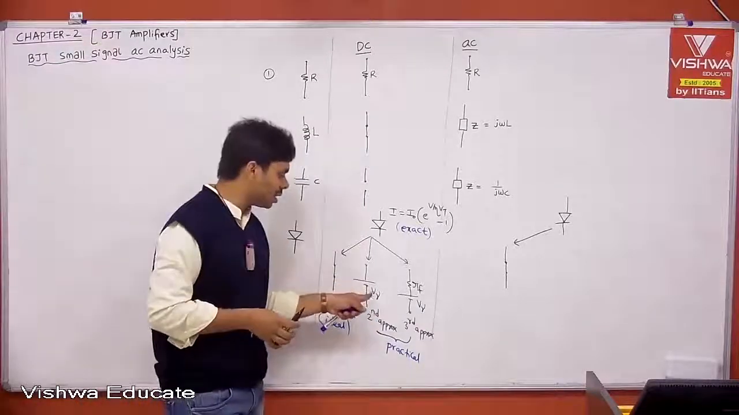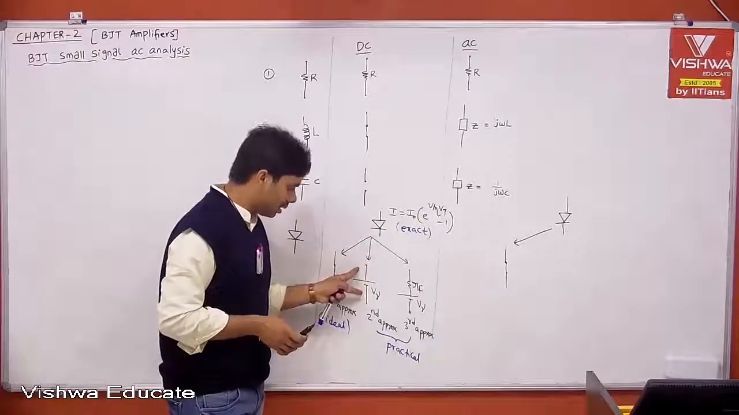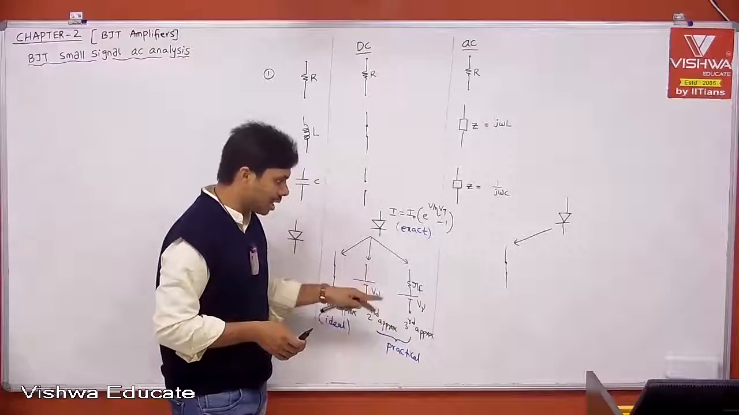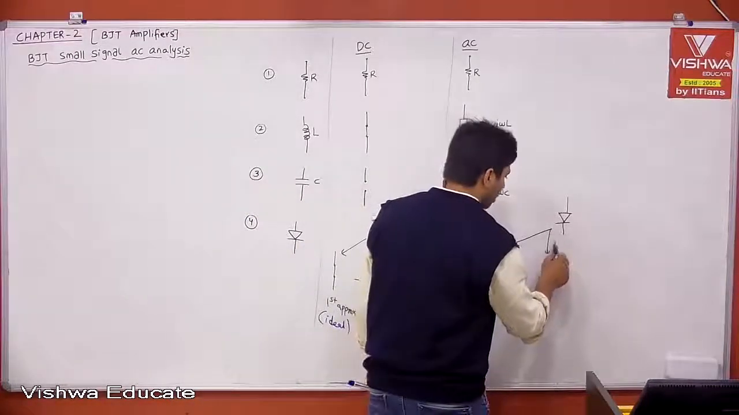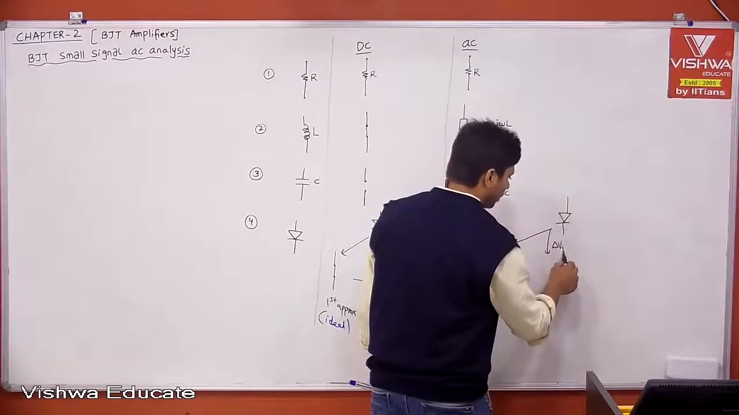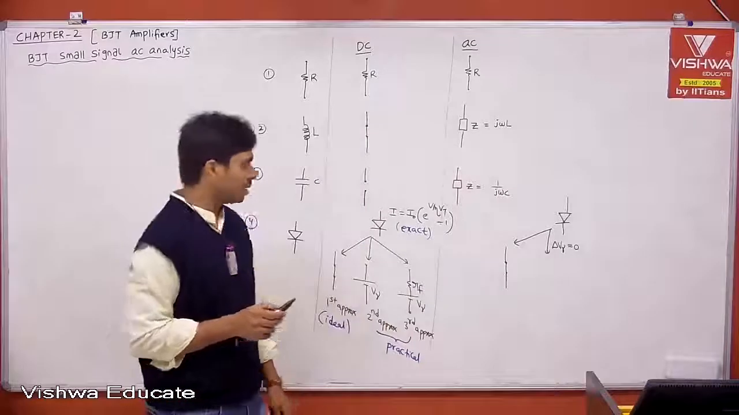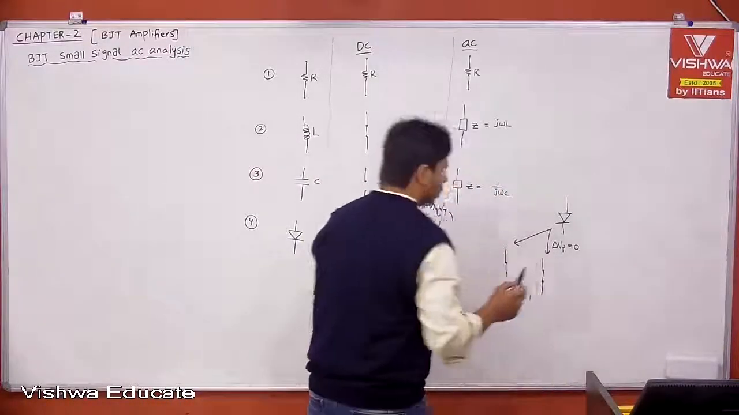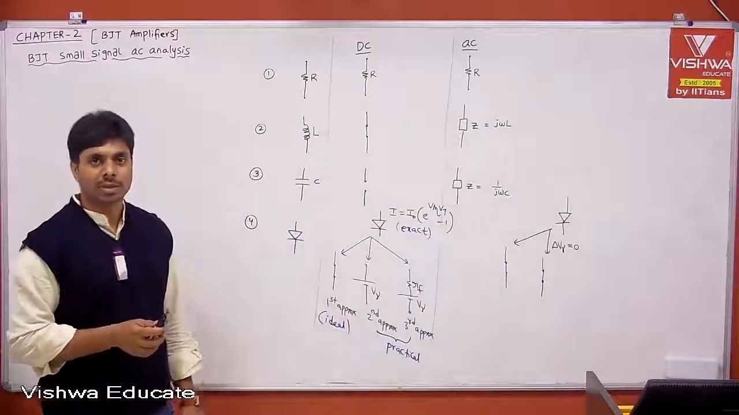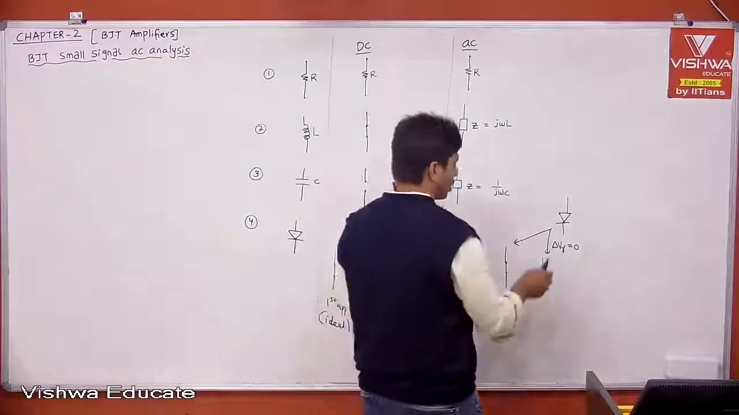Therefore if V gamma is not changing with respect to time, during AC analysis we will not take V gamma into account, because the change in V gamma, delta V gamma, due to frequency is equal to 0. Then that is also represented like a short only. Then coming to the third approximation.